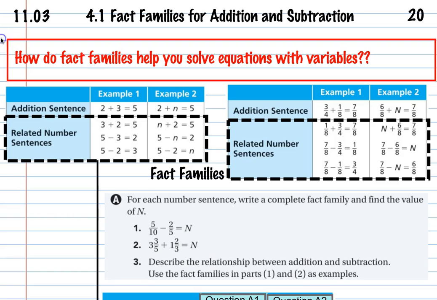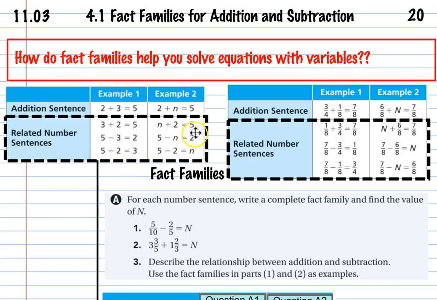Okay, so 4.1 is fact families. Again, you should have this one with you as a printout at least. So an addition sentence, for example, 2 plus 3 is 5. You can change them into other sentences. 3 plus 2 is 5. 5 minus 3 is 2, and 5 minus 2 is 3.